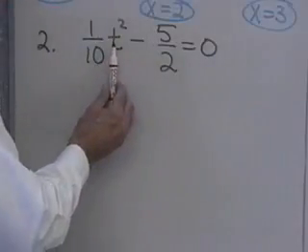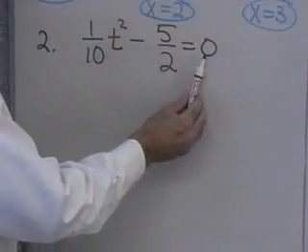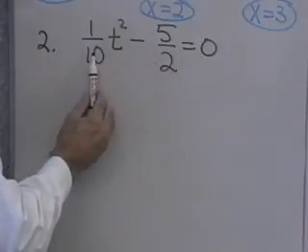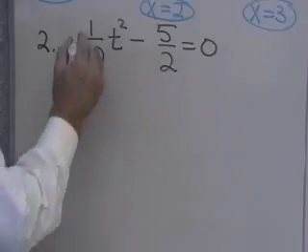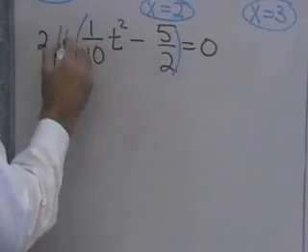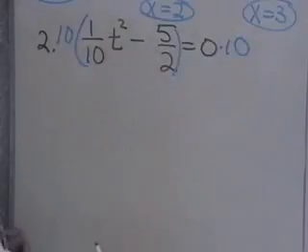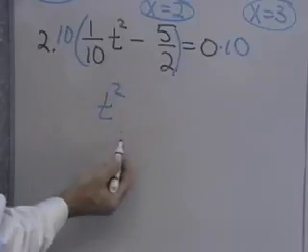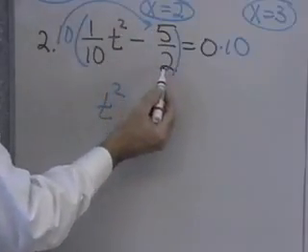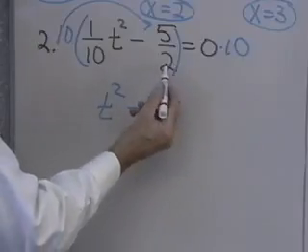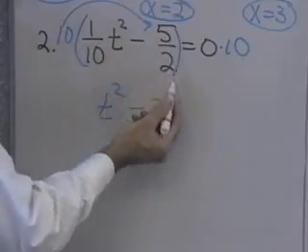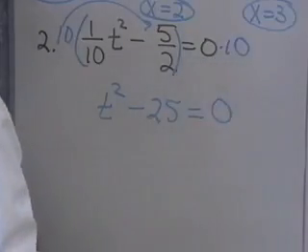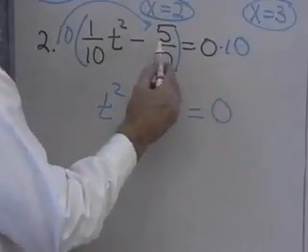Problem 2, I have 1/10 t squared minus 5 halves is equal to 0. Well, I'm not sure how to factor this, and these fractions make it a little confusing. So what I'm going to do is multiply both sides of this by 10 to remove the fractions. So I'll multiply both sides by 10. 10 times 1/10 t squared is simply t squared. 10 times 5 halves will be 25, because 2 divides into 10 5 times, 5 gives me 25. And then look, on the right side, 10 times 0 is still 0. So this stays in standard form when I multiply both sides by 10.